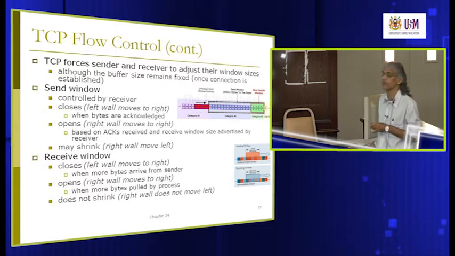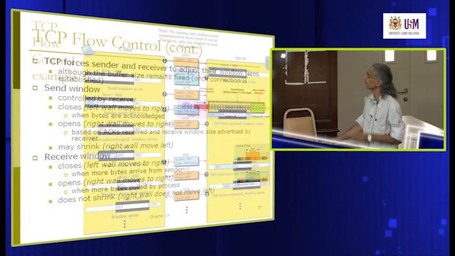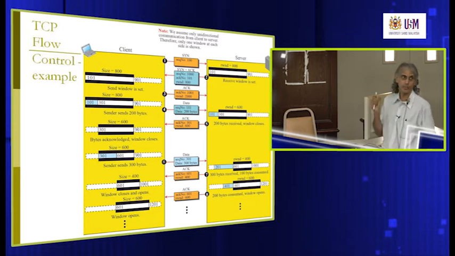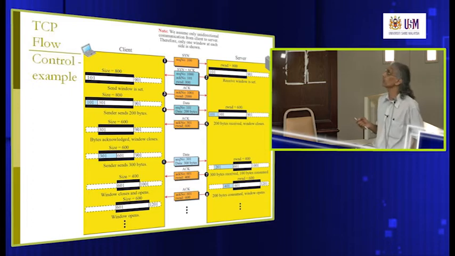According to what is advertised by the receiver. We'll see the example here. This is how it works. First of all, the client will try to establish a connection with the server. Here we are assuming that the client is the one initiating communication with the server. So the client wants to send data to the server.